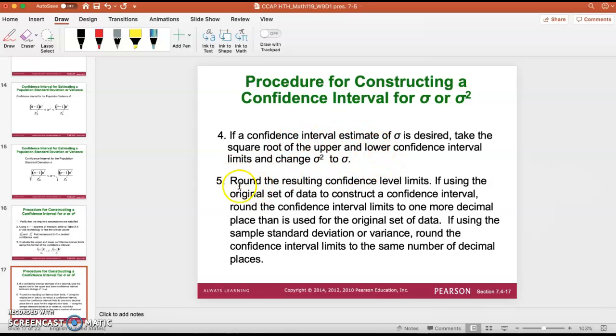Now lastly, we want to round the resulting confidence interval limits. If we're using the original set of data to construct a confidence interval, round the confidence interval limits to one more decimal place than is used for the original set of data. And if you're using the sample standard deviation or variance, round the confidence interval limits to the same number of decimal places.